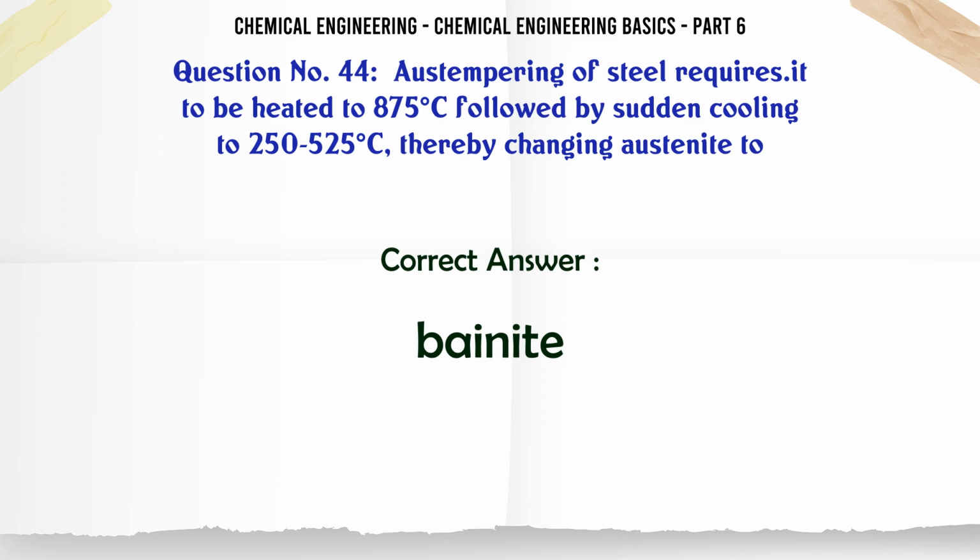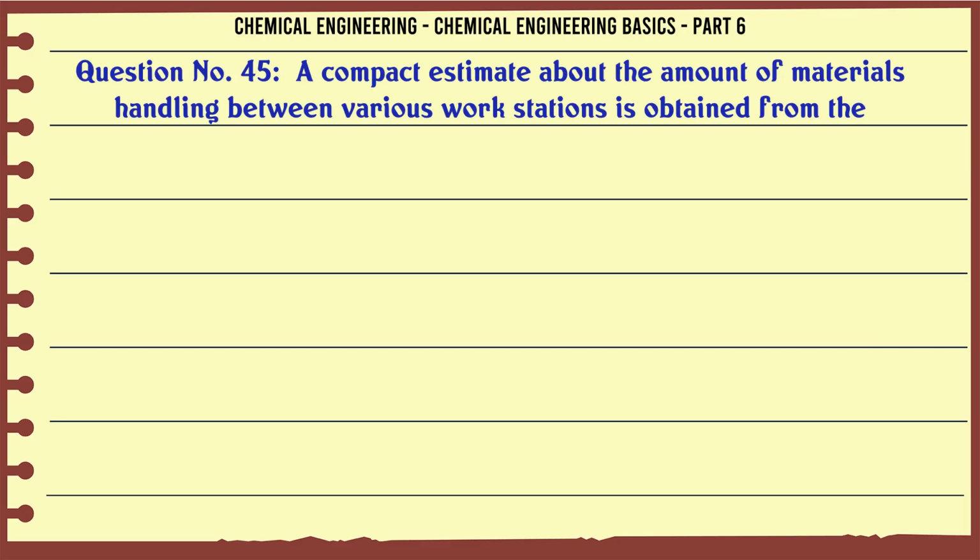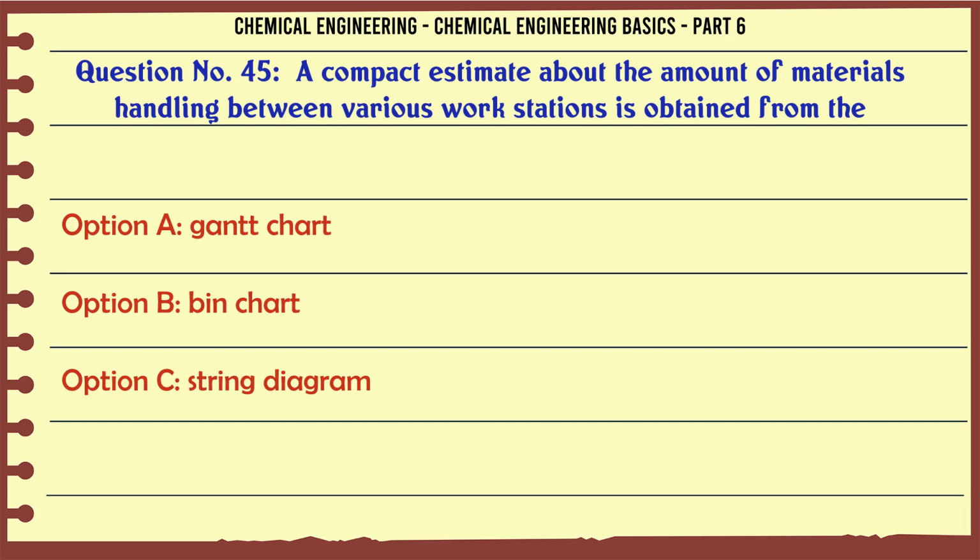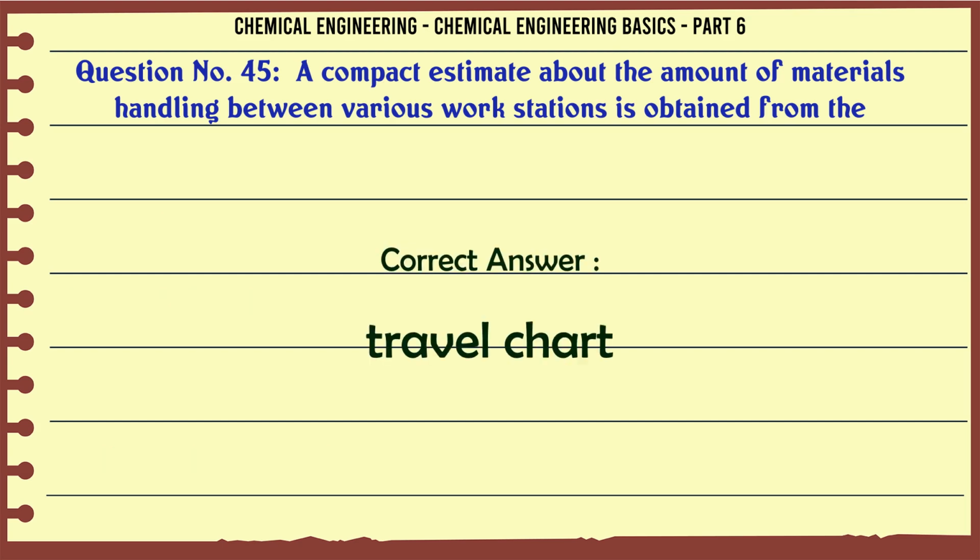A compact estimate about the amount of materials handling between various workstations is obtained from the A. Gantt chart, B. bin chart, C. string diagram, D. travel chart. The correct answer is travel chart.